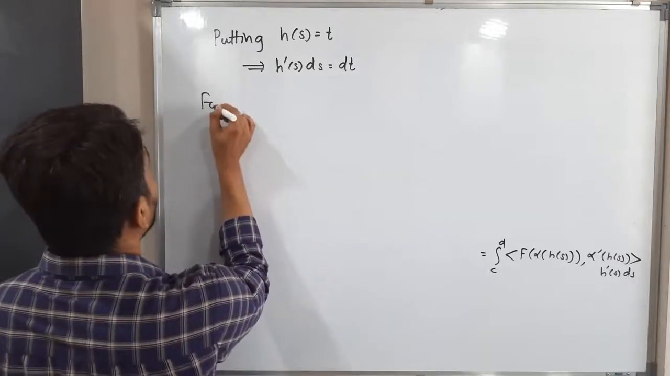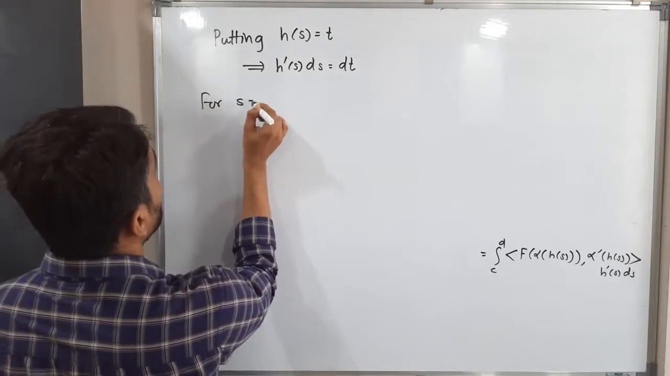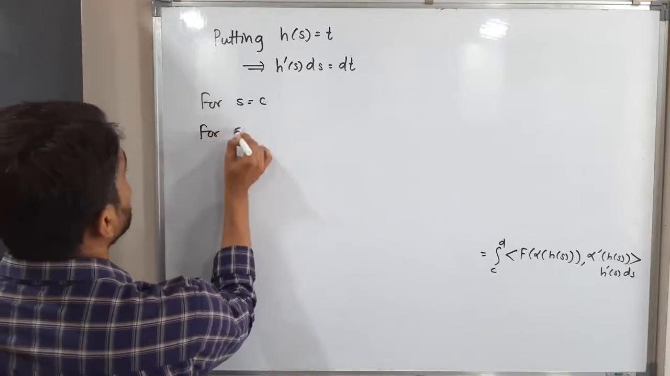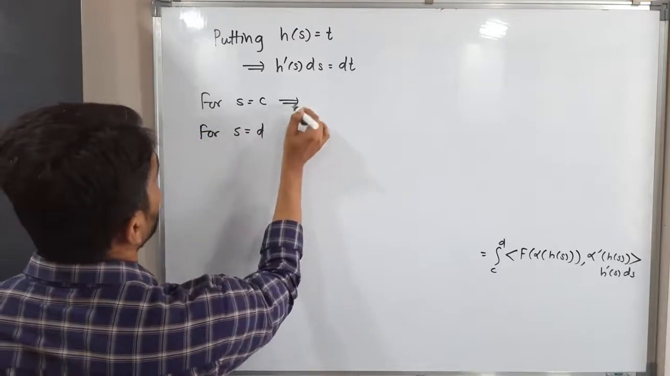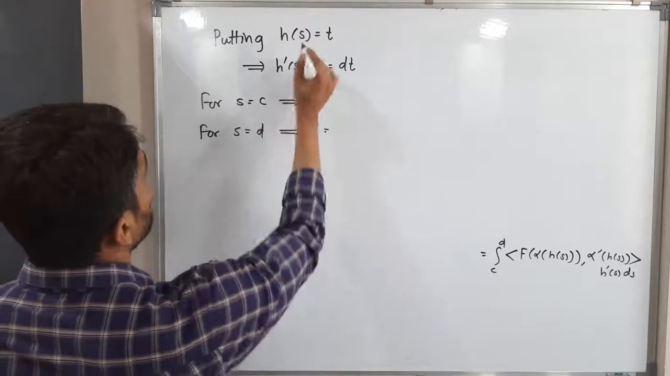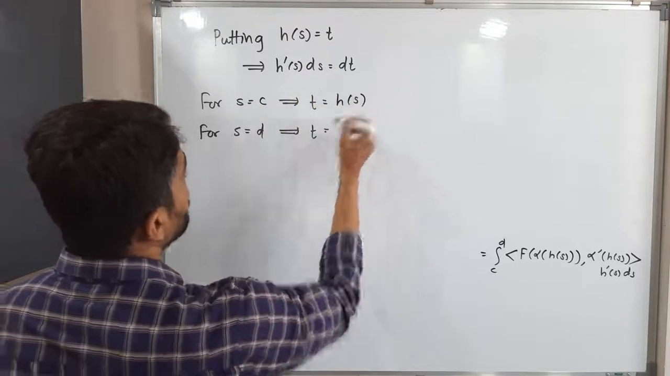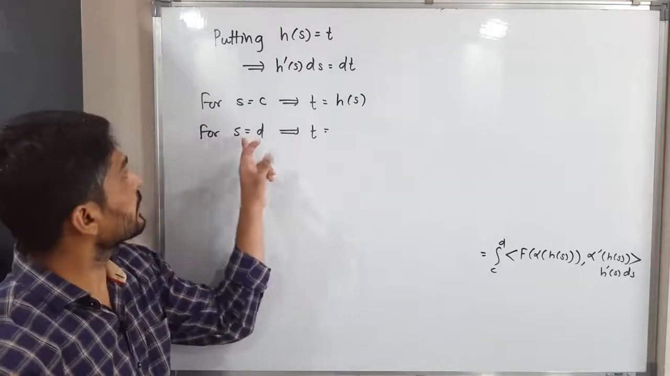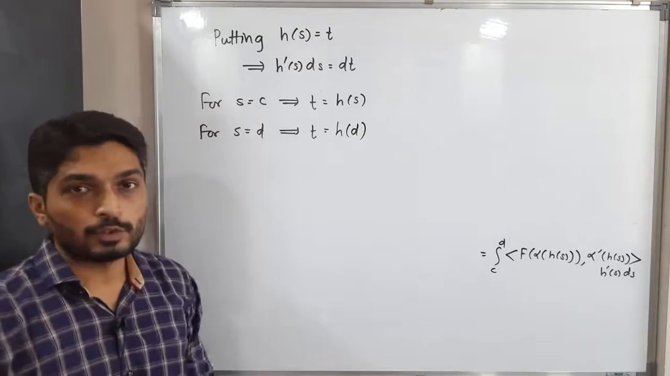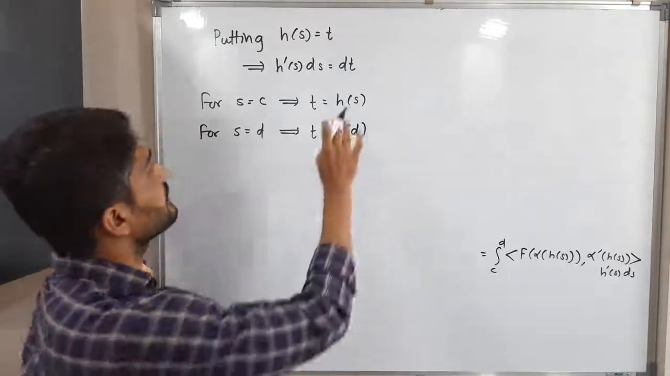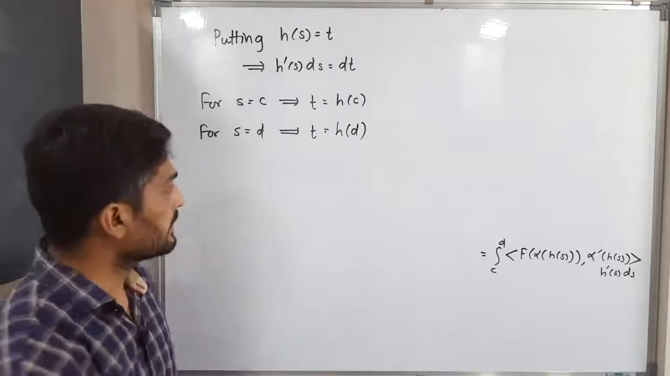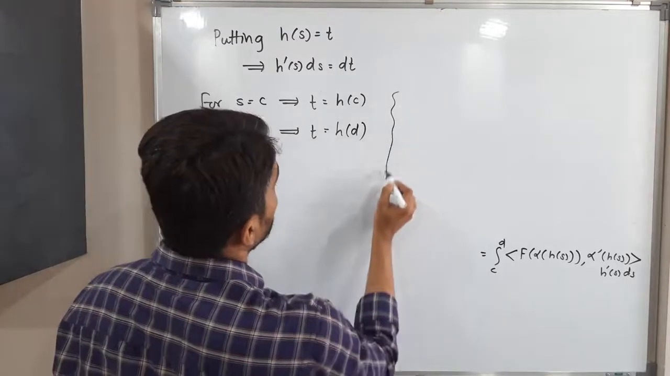For the original limits, s is equal to c and s is equal to d. So let us find new limits of t. If I put s is equal to c here, we will have h of c, and if I put s is equal to d here, we will have h of d. So t is equal to h of c and t is equal to h of d. But see what we have, let me write the reason here.